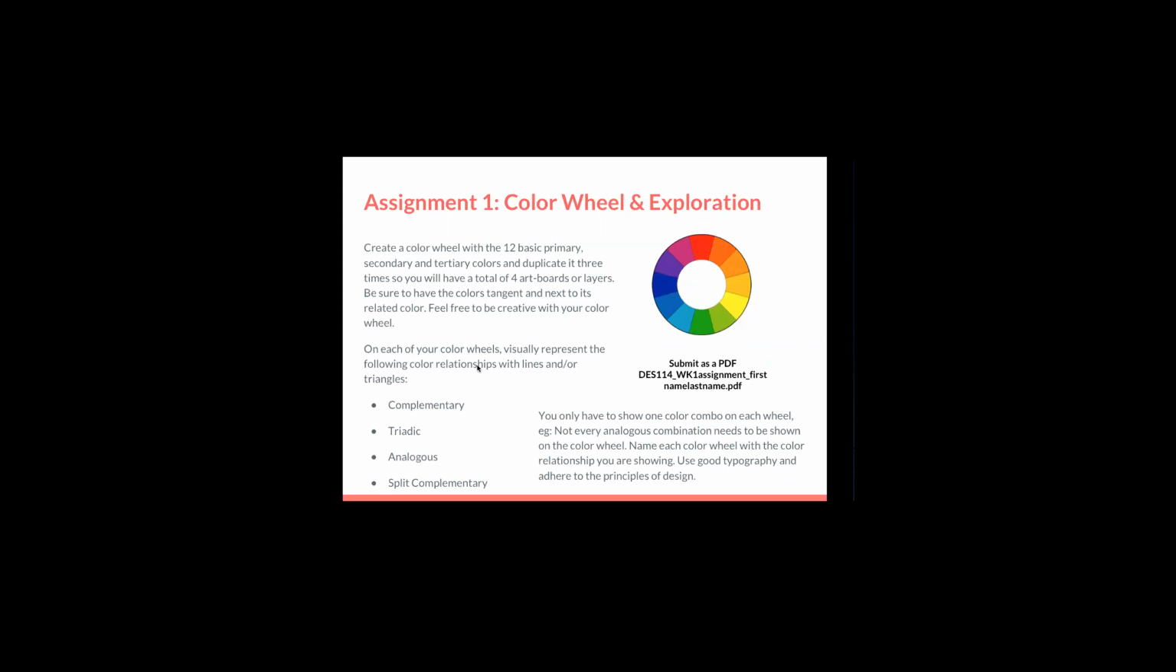So complementary, triadic, analogous, and split complementary are the 4 primary color schemes that you're going to be showing. You only have to show 1 color combo on each wheel. Not every analogous combination needs to be shown on the color wheel. Name each color wheel with the color relationship you are showing and use good typography and adhere to the principles of design.